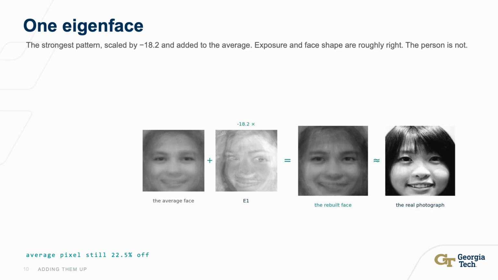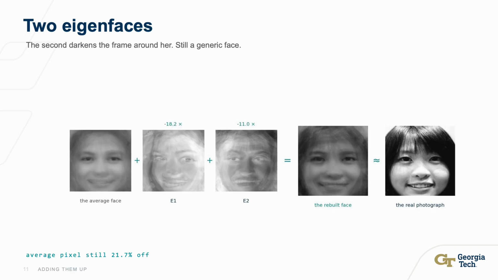Two things to watch as we click forward. The picture on the left and the percentage at the top, which is an honest measure of how far off we still are. And notice what the amount means. Minus 18.2 is not a brightness and it is not a pixel. It is a coordinate. How far this person sits from the average face along the direction E1 points in. Every number you see above this phrase for the rest of the hour is a coordinate of that kind.